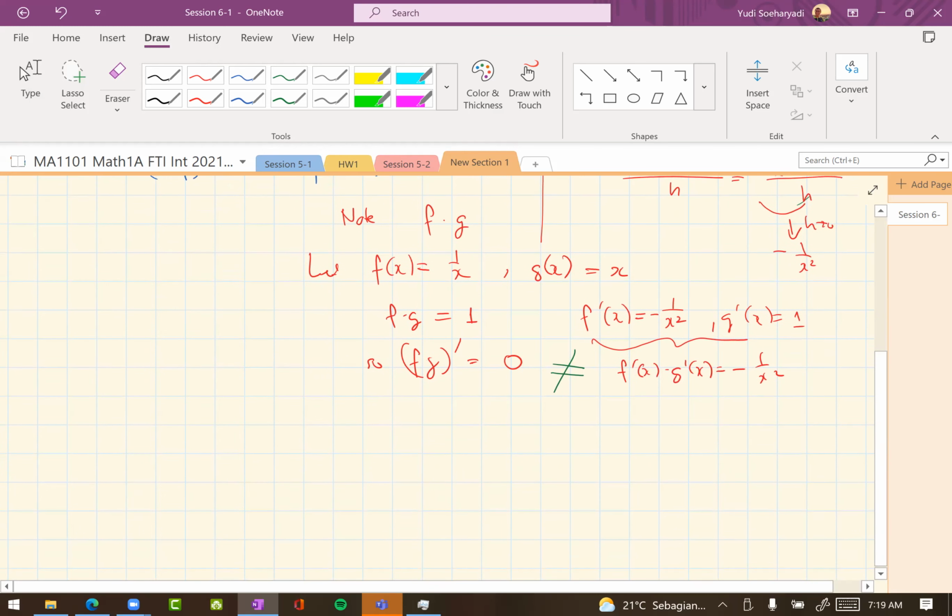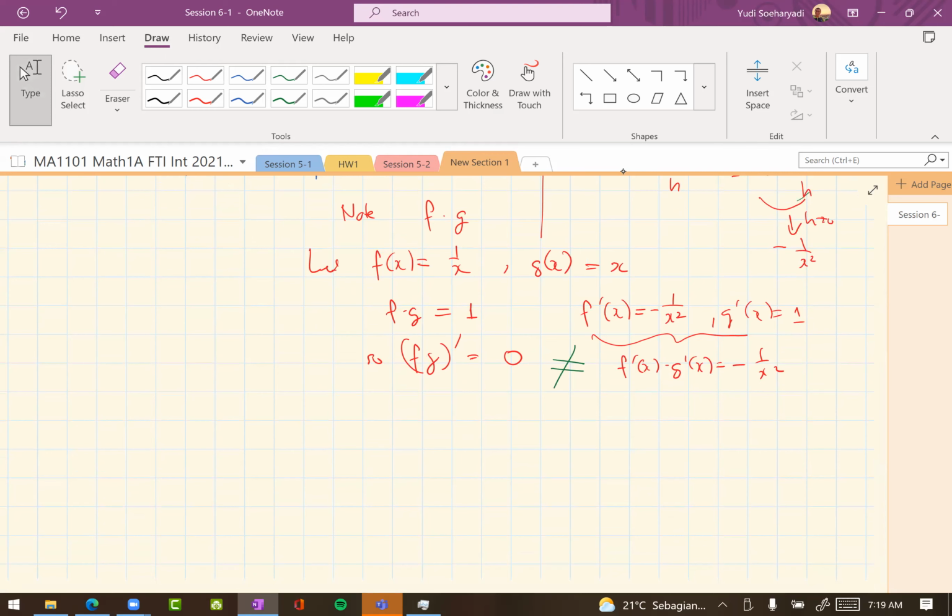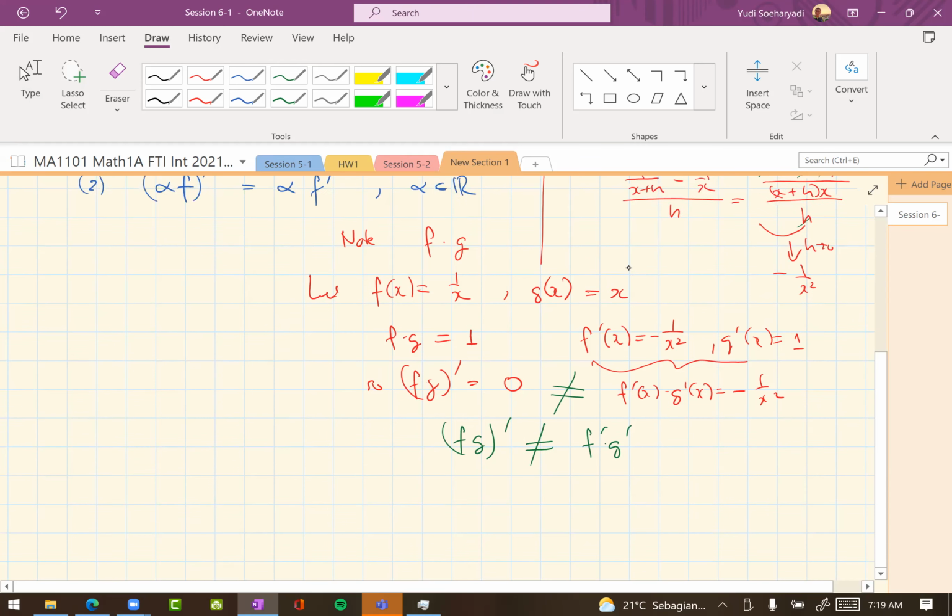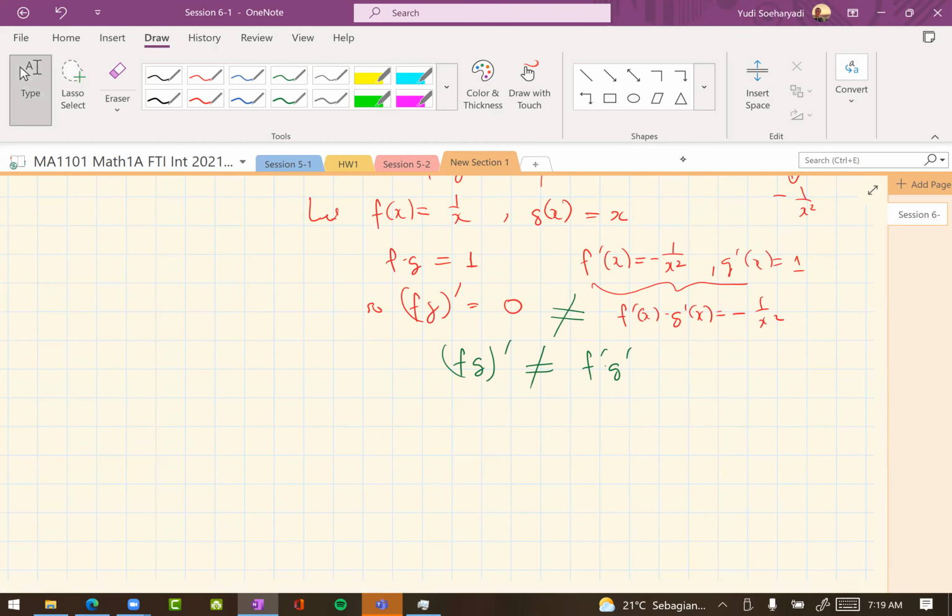So what it tells you is that if you multiply first and take the derivative, that's not the same as taking the derivatives and then multiplying them, the derivative of f times the derivative of g. That's not the same. In fact, we have a different rule for this one.